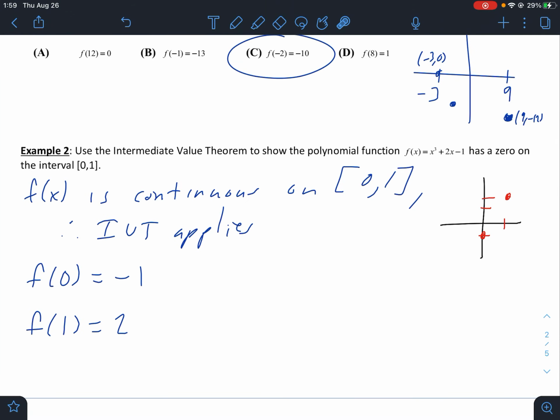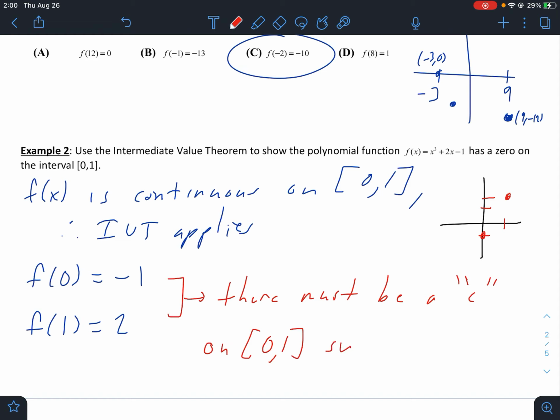Okay, so since IVT applies, we are guaranteed that there's a C value on the interval 0 to 1 such that f of x would change signs on either side of that C. Because we know f of 0 is -1 and we know f of 1 is 2, there must be a C value on 0 to 1 such that f of c equals 0. All thanks to the intermediate value theorem.